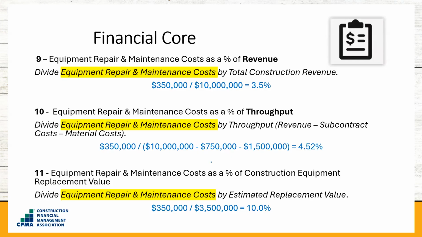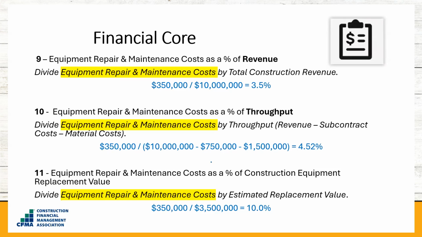Then the next one is the equipment repair and maintenance costs as a percent of construction equipment replacement value. So this is trying to give you basically how much money you are spending as it relates to the replacement value of the equipment. I always look at, should we decide to repair or should we decide to replace? And this really helps you look at it, you want a healthy balance here. You don't want to be spending way too much money as it relates to the estimated replacement value, and just knowing that you have a really good balance there.